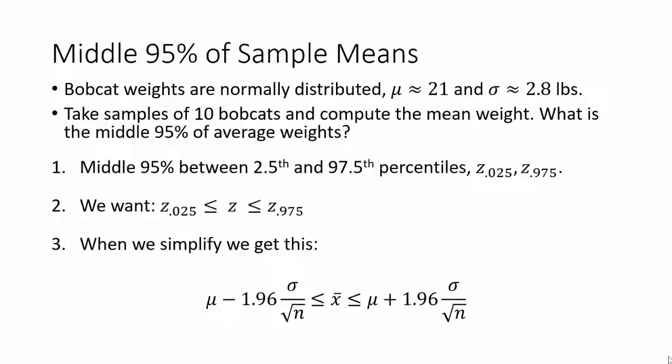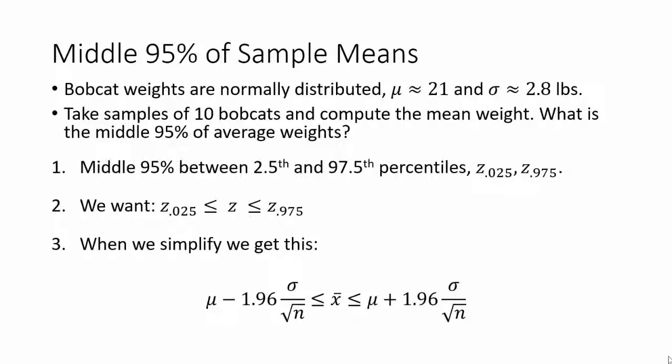Here's the problem we want to look at specifically. Let's say that the weights of adult male bobcats are normally distributed with an average weight of 21 pounds and a standard deviation of 2.8 pounds. We plan to take some samples of 10 bobcats, and we want to compute the mean weight of every one of those samples. We don't expect that every sample is going to give the same weight. So the question is: as those sample means bounce around a little bit, where would the middle 95% of those averages land?